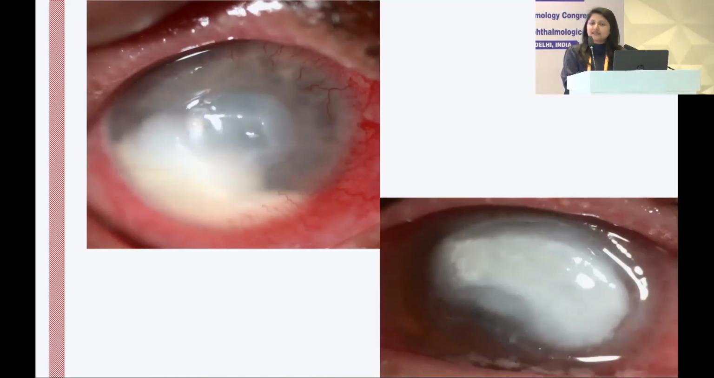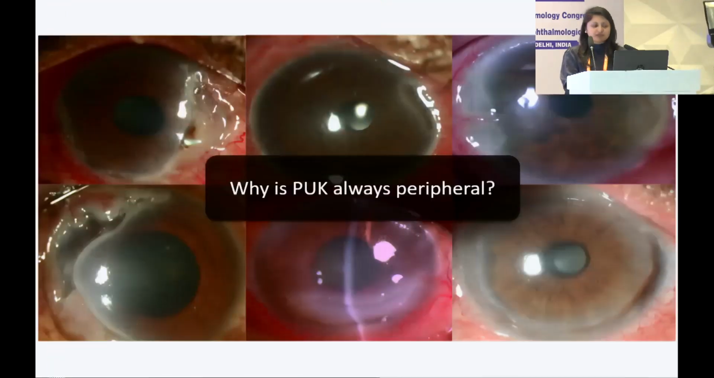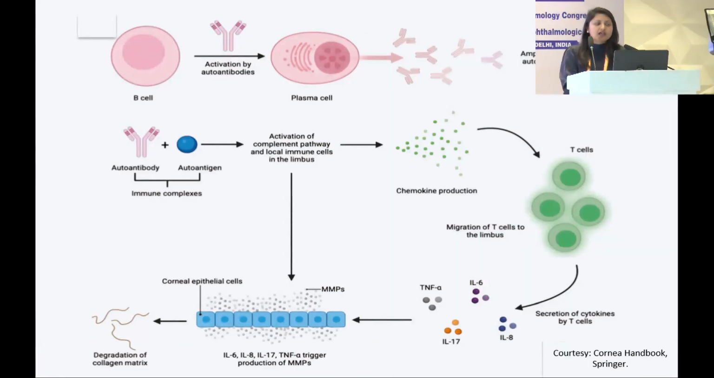The words ulcerative and keratitis are in the name. Ulcers can be both peripheral and central. So what's different? Why is PUK always peripheral? Before I go into that, I'll just explain the pathogenesis in a very brief way.